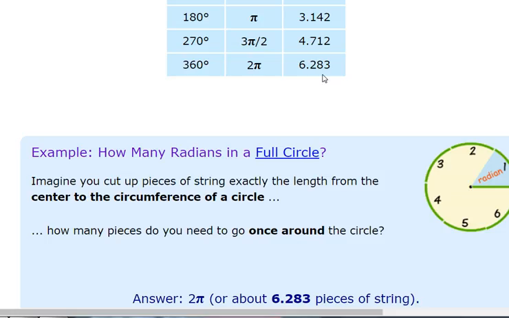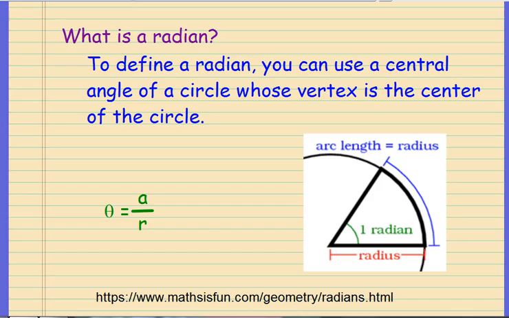If I take its radius and start laying it on the outside of the circle, it's always going to take me exactly 6.283 pieces of that radius to go all the way around. Basically 2 times pi. So what I wanted you to get out of that is what a radian is, how it comes about, and why we use it. We use it because it's a lot easier to use than degrees when it comes to mathematics.